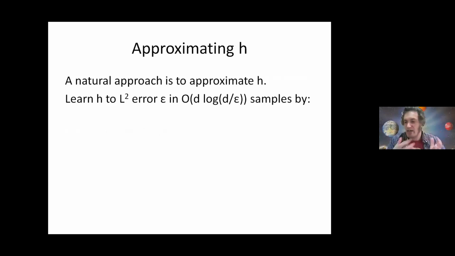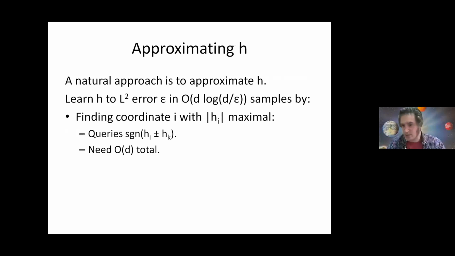A very natural approach to trying to learn the dot products of H with the xi's is just to try to approximate H. And it's not too hard to do this. For example, you can learn H to L2 error epsilon with something like O of d times log d over epsilon samples. And there are a lot of ways to do this.